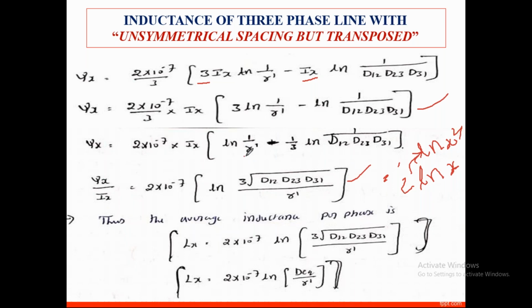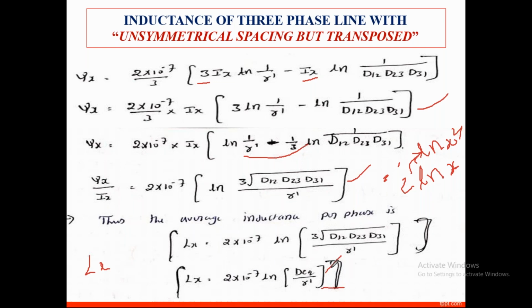And these two terms are subtracting each other. So if you want to make this one term, you have to use 1 by a by 1 by b. So finally you will get the inductance of conductor x, given by 2 into 10 power minus 7 log Deq divided by R1. So the numerator is called the mutual GMD and the denominator is called the self GMD.